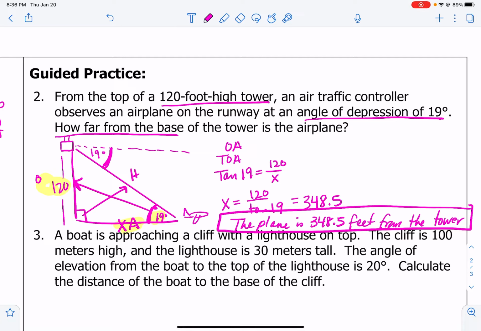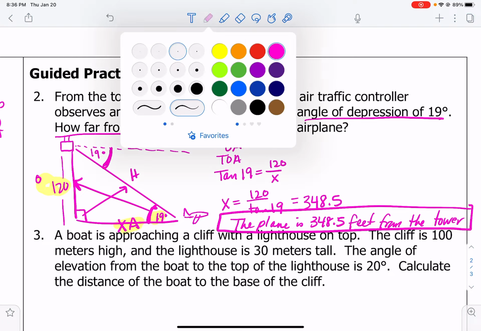Your number has to make sense in terms of the problem.